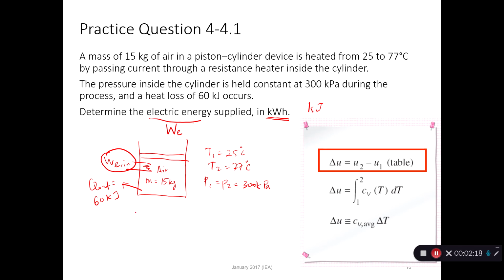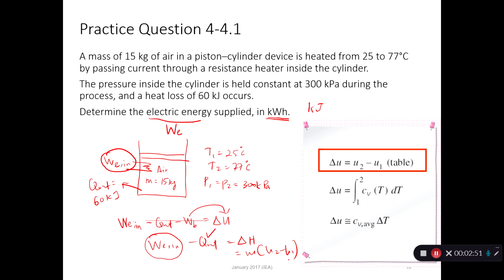So first you have to write the equation. We have electrical work in, and then we have Q out, and then we have boundary work, always negative, equals delta U, and then we move this to the other side. Electrical work in minus Q out equals delta H. So this is what you want to find. You have this and you have mass times H2 minus H1.